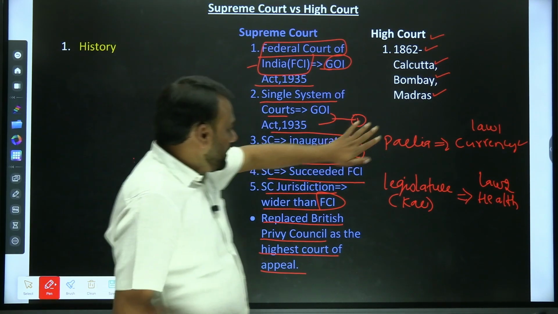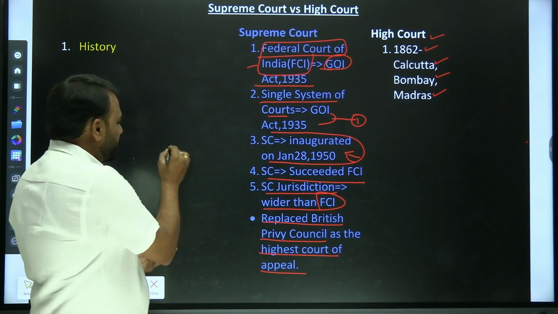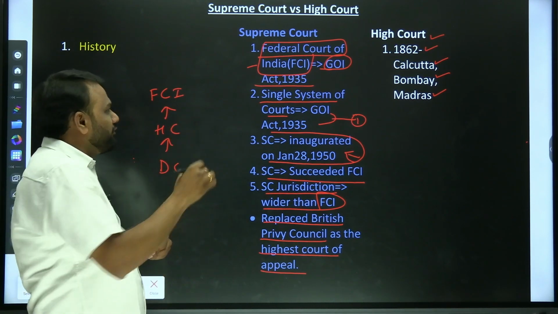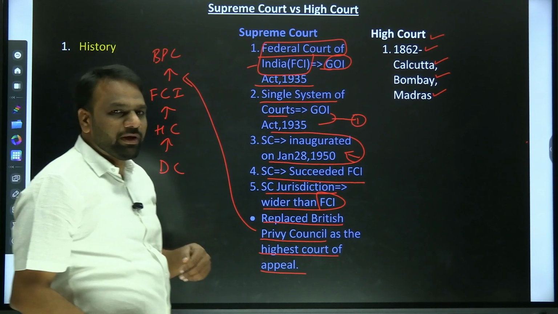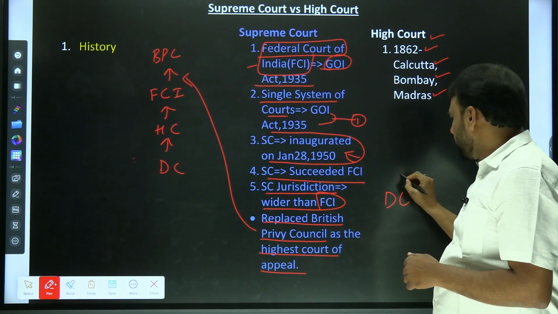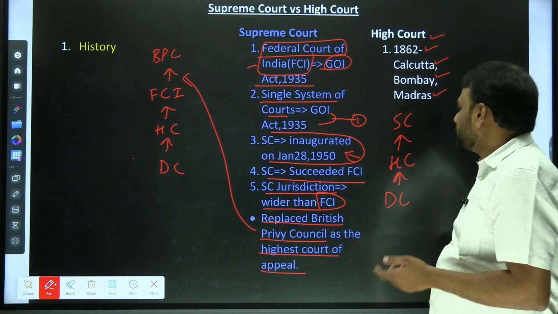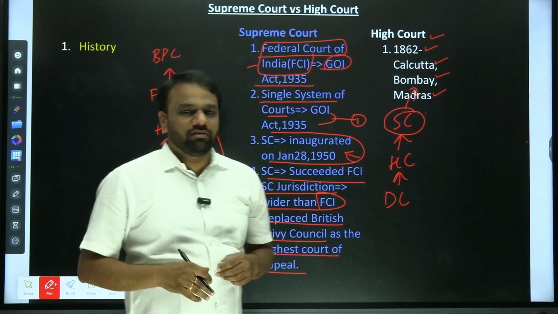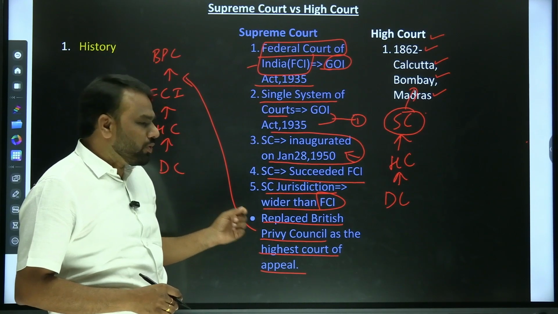Highest court of appeal. Before the coming of Supreme Court, if we had any problem, let us assume first we go to district court. If we are not satisfied, we appeal to High Court. If we are not satisfied with the High Court, we go to Federal Court of India. If we were not satisfied with the Federal Court of India, I could appeal to what? British Privy Council. This was before the coming of Supreme Court. But after the Supreme Court came into existence, if we are not satisfied with the decision of the district court, I will go to High Court. If I am not satisfied with the decision of High Court, I will go to Supreme Court. But if I am not satisfied with the decision of Supreme Court, I do not have a choice to go anywhere outside. Whatever decision or judgment Supreme Court gives will be final. Hence, Supreme Court's jurisdiction is wider than that of Federal Court of India, because it has replaced British Privy Council as the highest court of appeal.